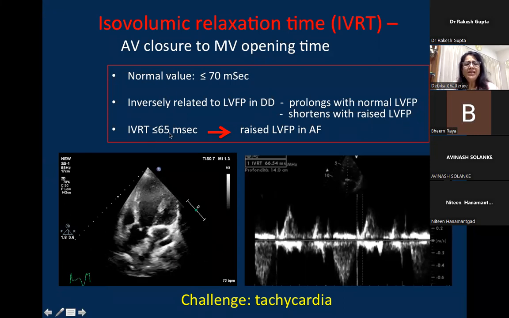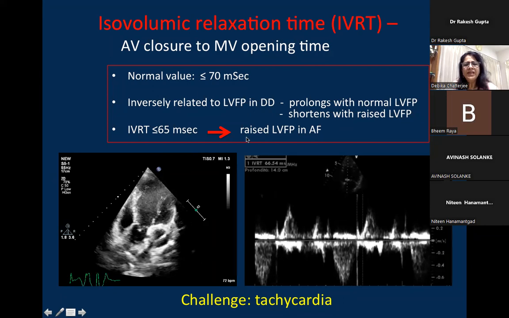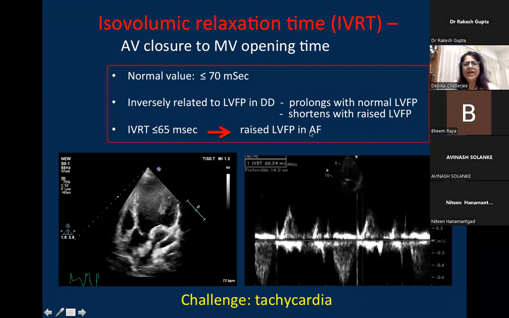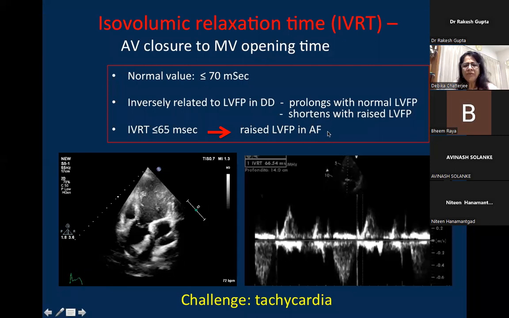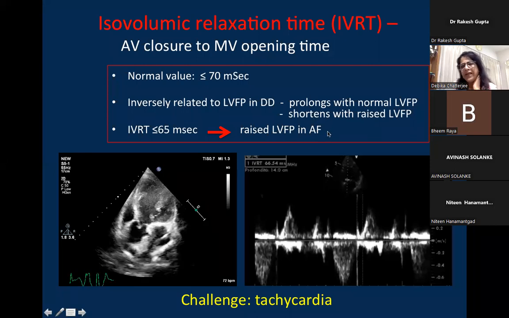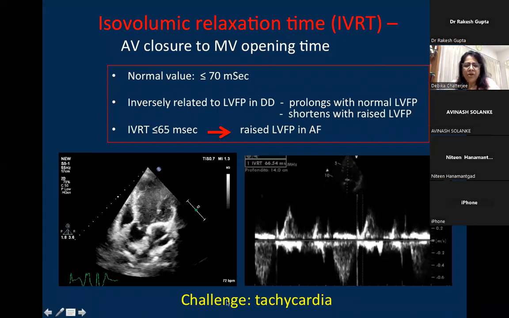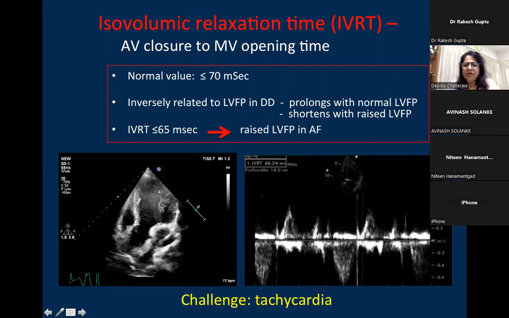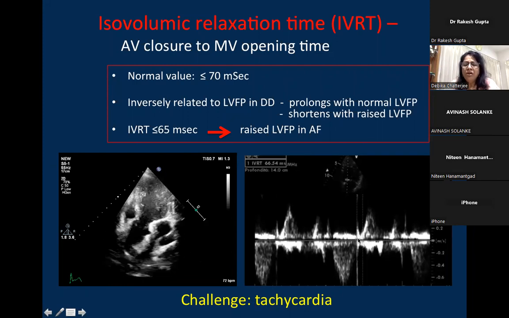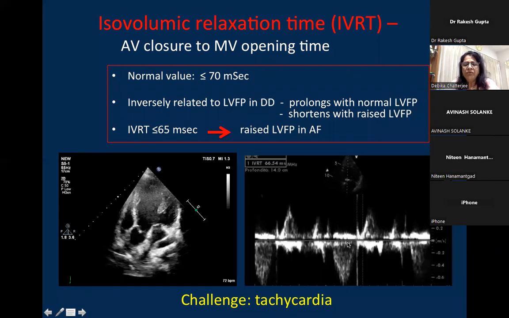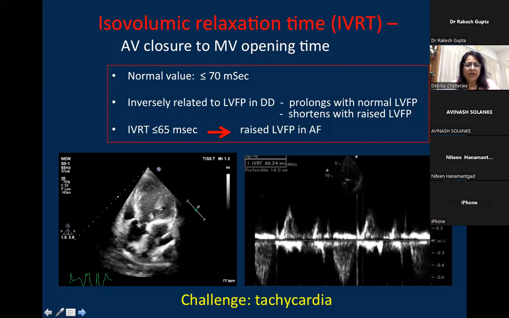An IVRT less than 65 milliseconds indicates raised LV filling pressure in atrial fibrillation, because in atrial fibrillation, we cannot measure the E by A ratio. The A wave is absent in atrial fibrillation. The challenge in this is the tachycardia. However, you can settle the tachycardia by giving a beta blocker or reassuring the patient, and then you measure. This is the way we measure the isovolumic relaxation time, and it is inversely related to the LV filling pressure.